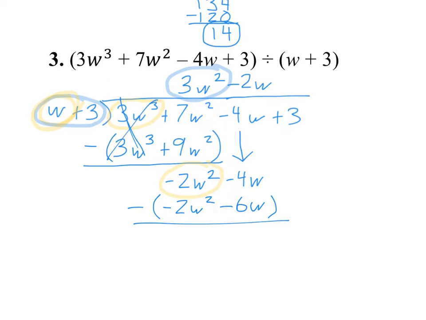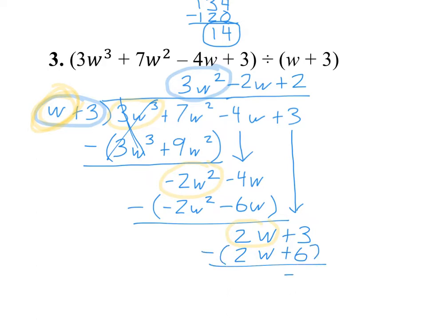The first two terms cancel out. We have negative 4w plus 6w, which is 2w. Bring this down. And we divide again. We divide this 2w by the w over here, and you get 2. Multiply the 2 you just wrote on top with the w plus 3. You get 2w plus 6. Subtract those.